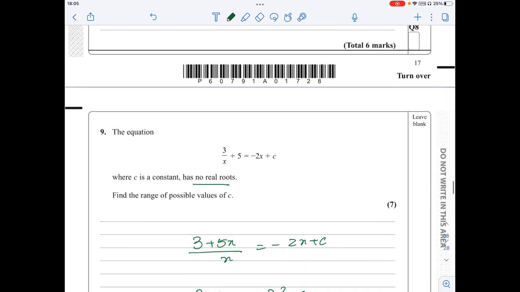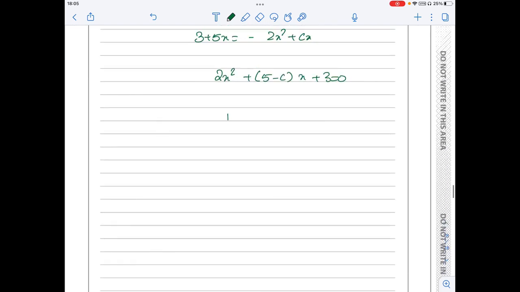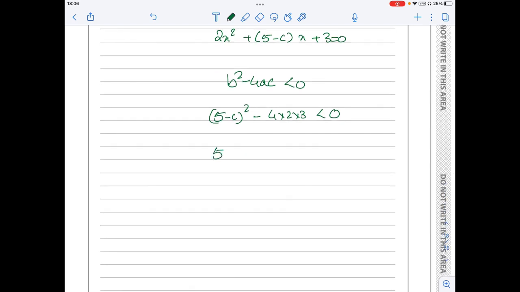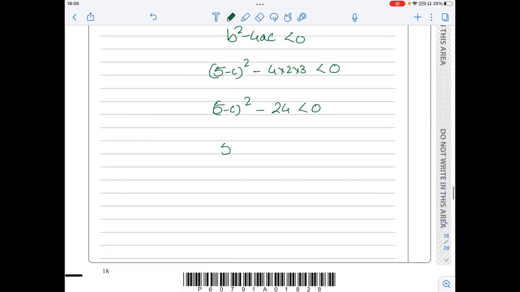Then what is it telling? Has no real roots. Has no real roots means nothing but what? b squared minus 4ac is less than 0. (5 − c) whole squared minus 4 times 2 times 3 is less than 0. So what do I get out? (5 − c) whole squared minus 4 times 2 is 8, 8 times 3 is 24, is less than 0.